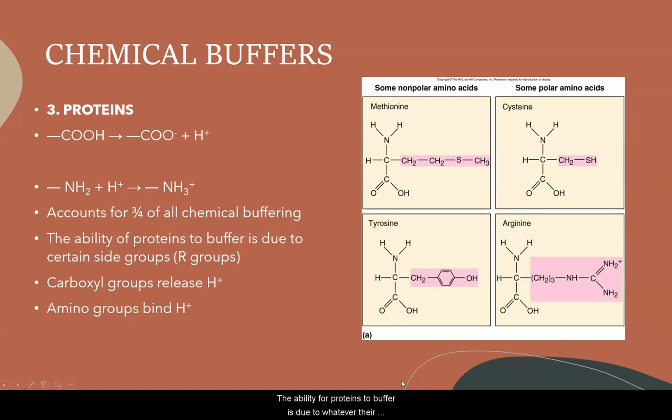The ability for proteins to buffer is due to whatever their side group is letting them do. Either the side group will let them accept protons or donate protons. And I just said carboxyl groups will release protons, making it more acidic, lowering the pH, and amino groups will bind protons, increasing the pH and making it more basic.